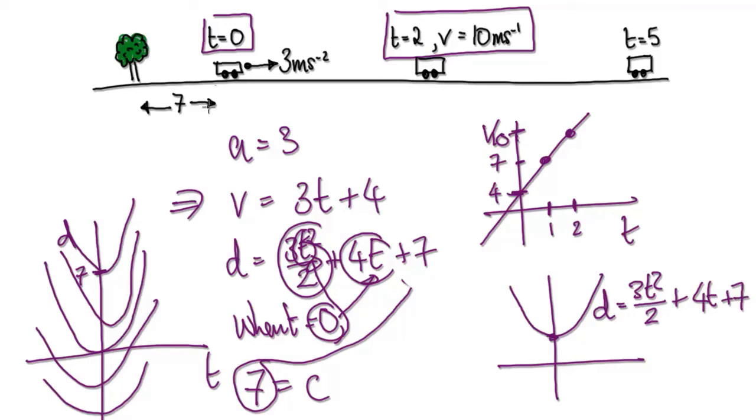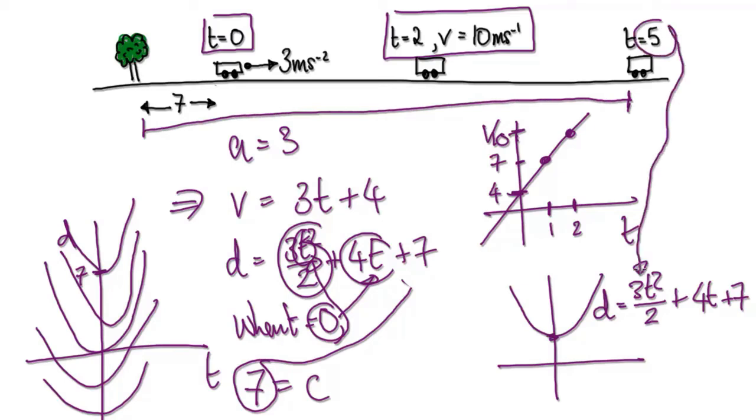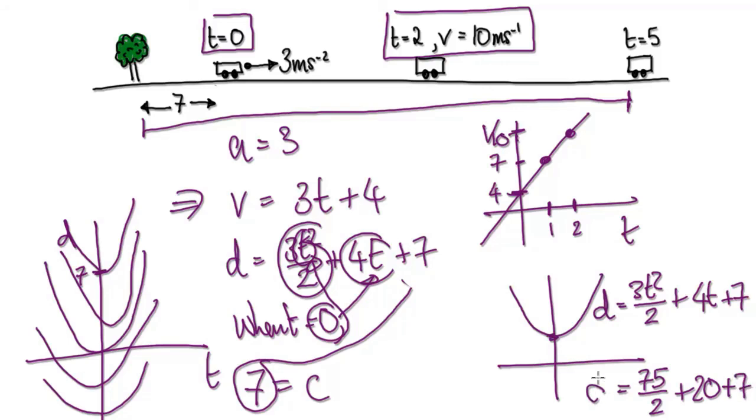So now we want to know the distance away from the tree when time equals 5. So we can just put 5 into this formula. 5 squared would be 25, times 3, that would be 75 over 2, and then put 5 into here, that would be 5 times 4, which would be 20, and then plus 7. So this is the distance away from the tree after 5 seconds. So this is your final answer. Okay.